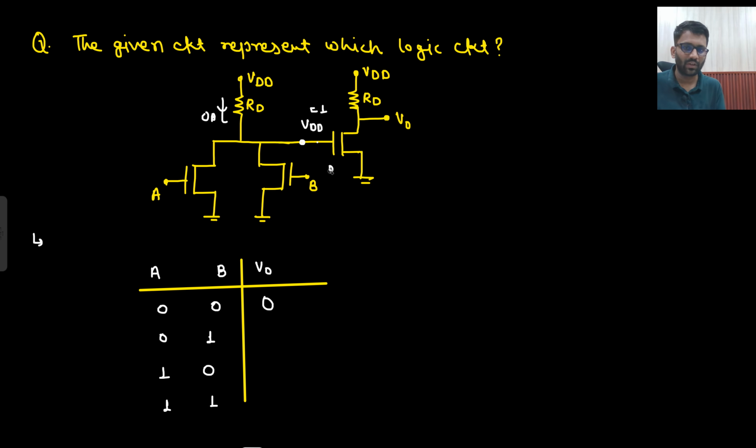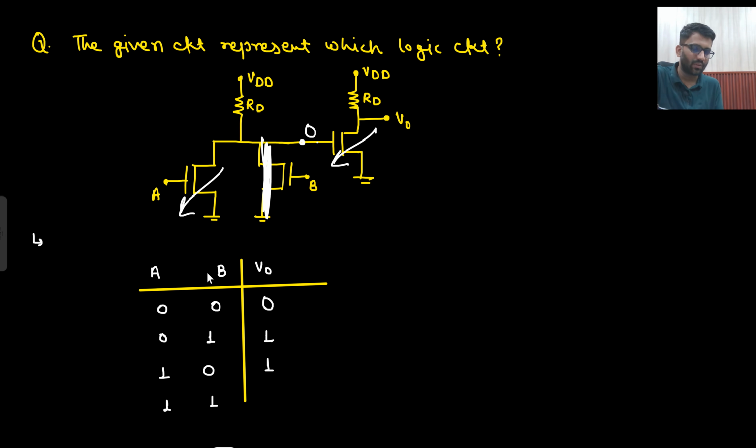Now, in the next case, A is 0, that means it is open circuited. B is 1, that means this is shorted. If this is shorted, 0 will travel here, and if this is 0, the output will be 1, because 0 means it is open circuited, so VDD will directly travel here. Same goes for the next case.